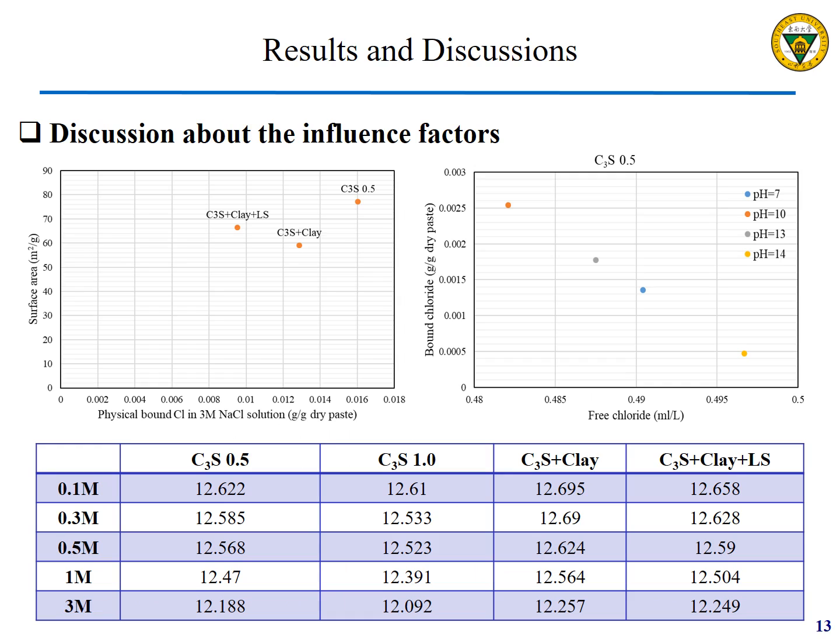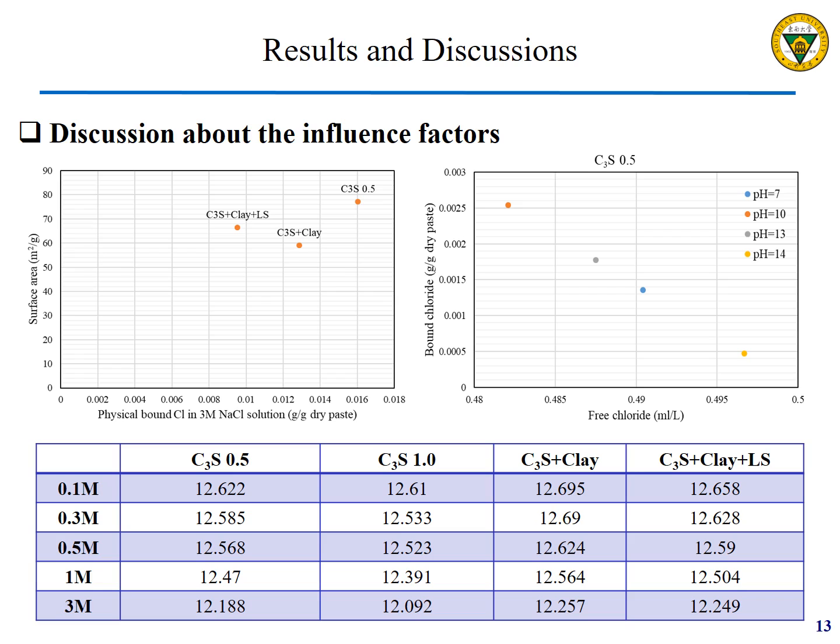Usually, surface area is related to the physically bound chloride. However, in our research, there is no clear relation between surface area and the physically bound chloride. In the figure on the left, the physically bound chloride is the total bound chloride subtracted by the chemically bound chloride. So here we see no clear relation.